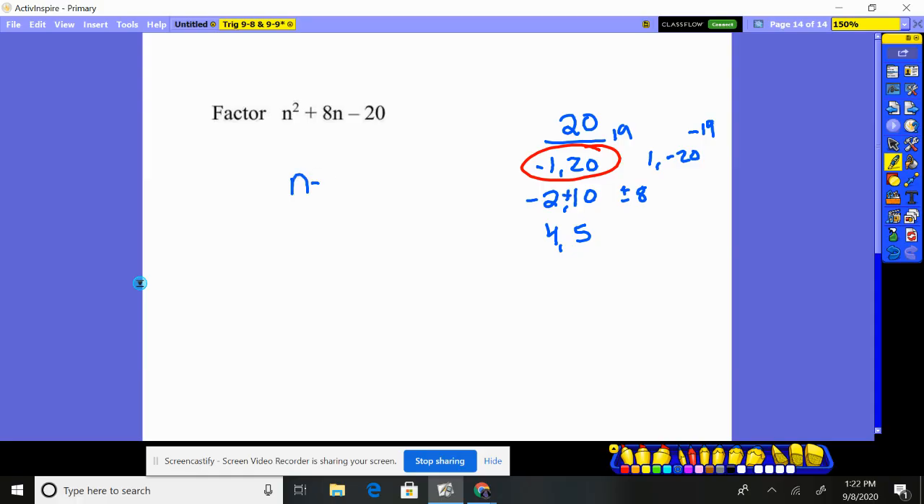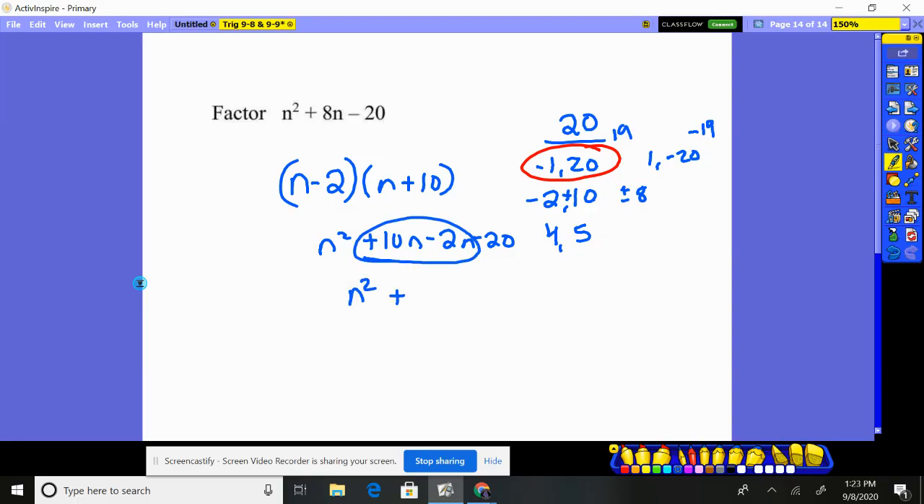So that means we'll have an n minus 2 and an n plus 10. And we can check it. N times n is n squared. N times the 10 is positive 10n. Negative 2 times that n is negative 2n. And then negative 20. Putting it together, these middle pieces give us that 8n we want. And then minus 20 at the end.